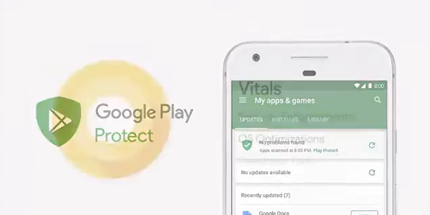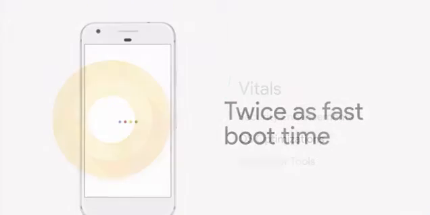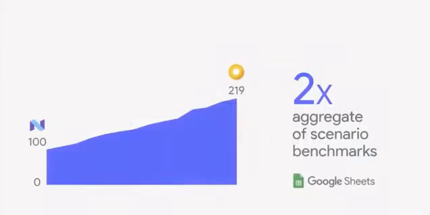Second, OS optimizations. The single biggest visible change in O is boot time. On Pixel, for example, you'll find in most cases your boot time is now twice as fast. And we've made all apps faster by default. We did this through extensive changes to our runtime. Now, this is really cool stuff, like concurrent compacting garbage collection and code locality. But all you really need to know is that your apps will run faster and smoother. Take Google Sheets. Aggregate performance over a bunch of common actions is now over 2 times as fast. And that's all from the OS. There are no changes to the app.